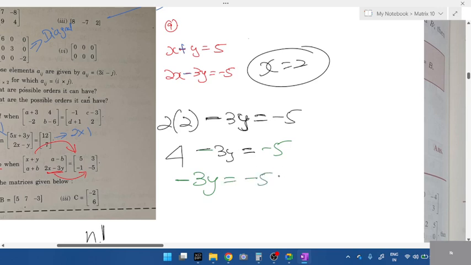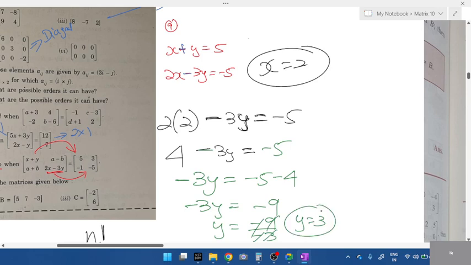What happens to 4 if it goes to the other side? So minus 3y is equal to, okay. I don't need minus 3. What should I do? I have to divide it, right? Minus and minus get cancelled. 3 ones are 3, 3 threes are 9. y is equal to 3. Understood?